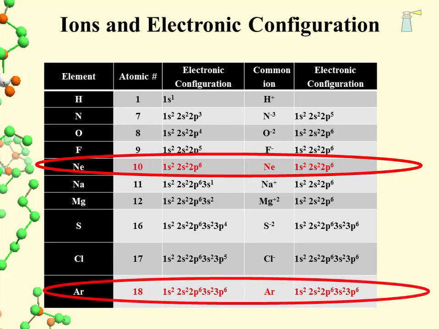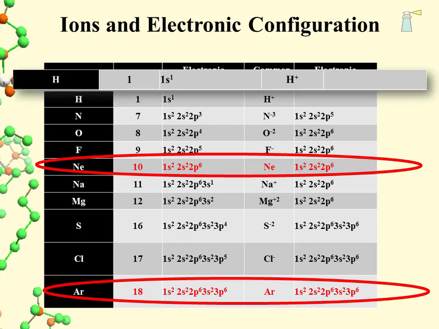Noble gases on this table include neon and argon. Their ECs both end in full filled sets of p orbitals. We will take a look at a few elements, starting with the one that is in a category all by itself, hydrogen. It only has one electron, and if it loses that, it is just a positively charged ion. It's just a proton. It has no EC.